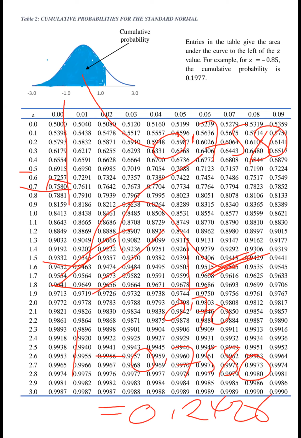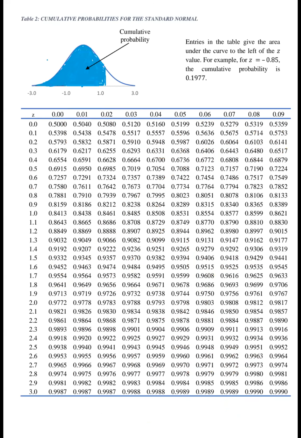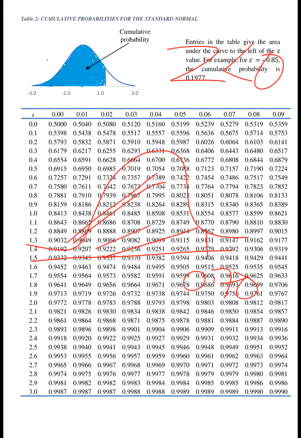But what if the question is asking about the area that is less than the z value? The z value is 0.70. The area that is less than the z value is basically the same area that we had found, 0.7580, because the table that we are using shows that the area we find is always the area that is less than the z value, going to the left.